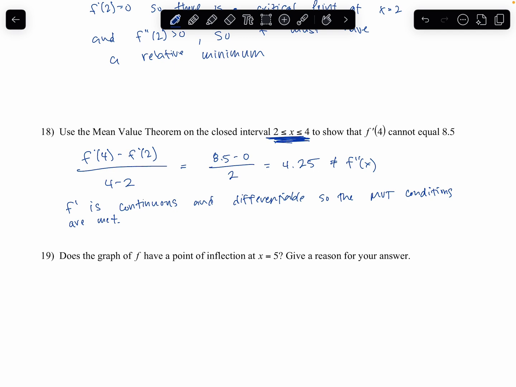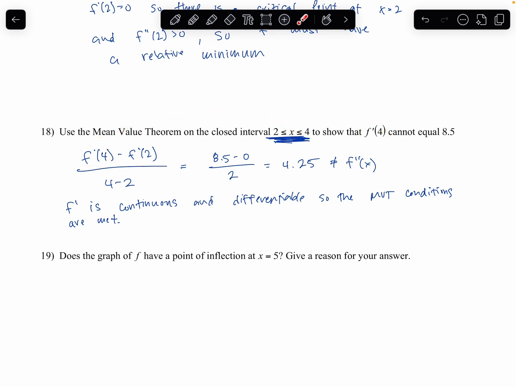So there must be a value in this interval from 2 to 4 where the average rate of change equals the instantaneous rate of change. There must be a value, okay? However, because we checked this 8.5 right here, and they don't give you the same value, it's not possible for f prime of 4 to equal 8.5. So basically, all we're trying to say is that 8.5 is an incorrect value of f prime of 4. That's all we're really saying right here.